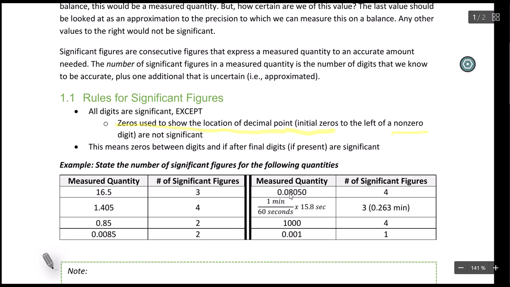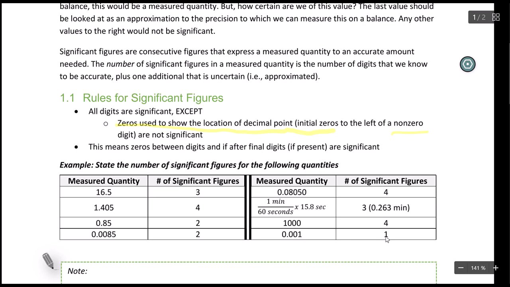Let's look at it one more time. If I have 0.08050, I hit a 0, not significant. Hit another 0, not significant. I finally got a number that's not 0, it's 8, so I start counting 1, 2, 3, 4. That's my 4 significant figures. I'm going to come back to this one in a second. Let's look at 1,000. I start with a 1, so everything including the 1 is significant. So I've got 4 digits, 4 significant figures. Again, I've got a 0, so I have to wait till I get something that's non-zero. Still a 0, still a 0. Hit a 1, so 1 significant figure.